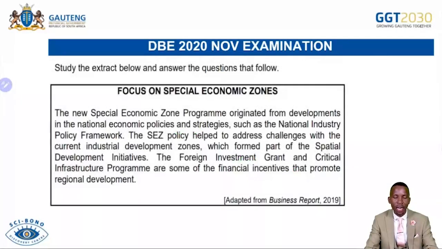And then a data response was given again under industrial development or regional development, focused on special economic zones. You have to read the extract before answering the questions. The new special economic zone program originated from developments in the national economic policies and strategies, such as the National Industrial Policy Framework. The SEZ policy helped to address challenges with the current industrial development zones, which formed as a part of the Special Development Initiatives. The Foreign Investment Grant and the Critical Infrastructure Program are some of the financial incentives that promote regional development. Adapted from Business Report 2019. And then you check your questions.